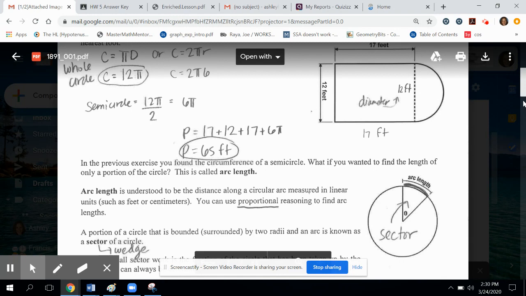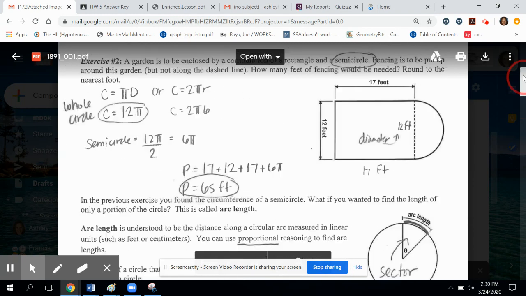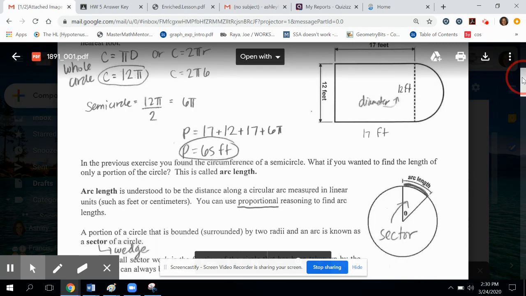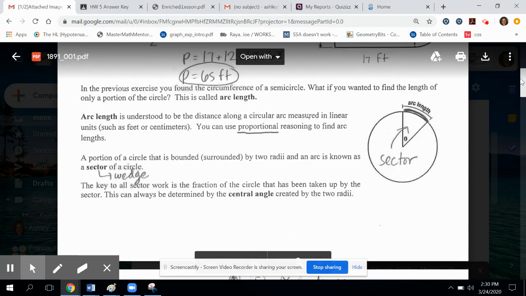So stepping it up a little bit, say you don't want to find the entire circumference, but a portion of the circle. It might be a portion other than a semicircle or a quarter circle. You can find the length of any part of the arc, we call it the arc length, of any circle, as long as you know the central angle and the radius.